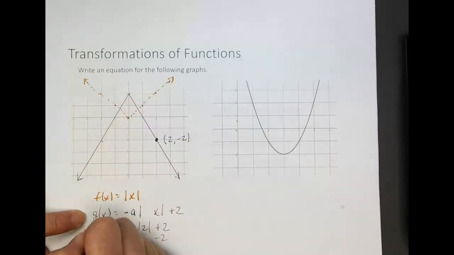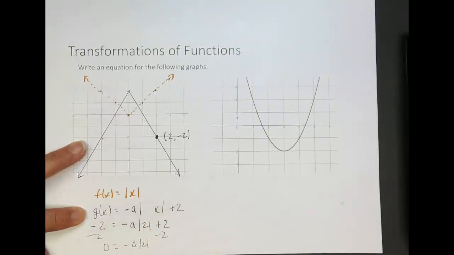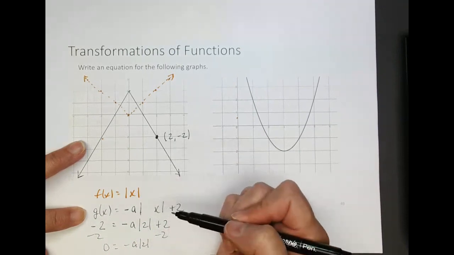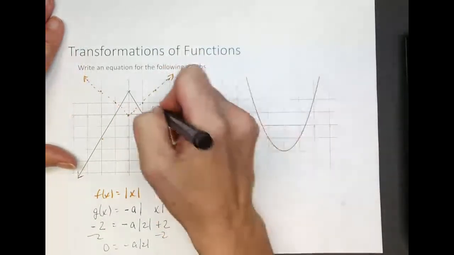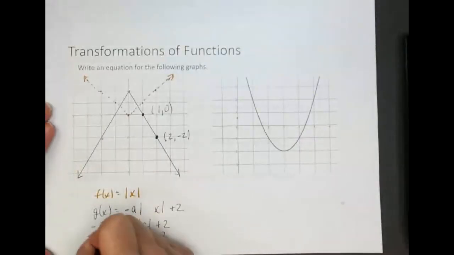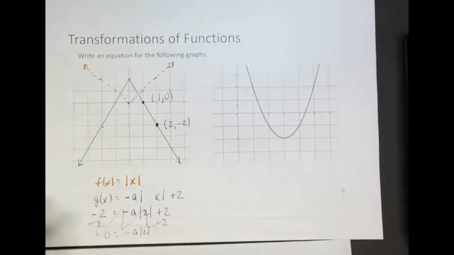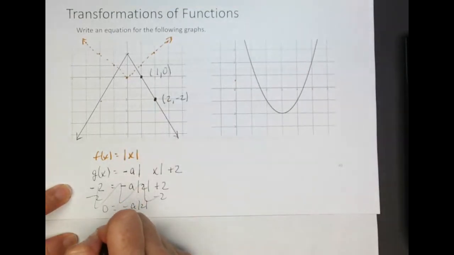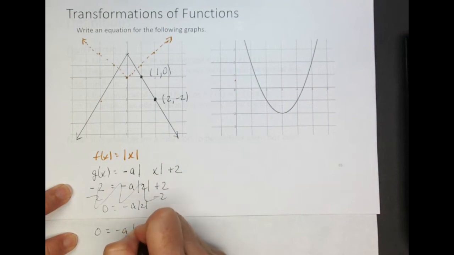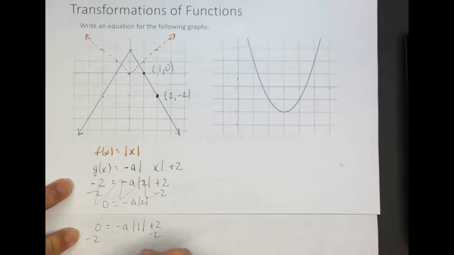Well, if we subtract 2 from both sides, what do we have here? 0 equals negative a times the absolute value of 2. Well, that's really hard to solve, so I might not have chosen the best point, did I? Let's pick a different one. How about this one? How about 1, 0? All right, so that one wasn't definitive. Let's try 1, 0. So I'll put a piece of paper down under here. Move this up a little bit. Y is 0 times negative a times the absolute value of x, 1, plus 2. All right, subtract that 2 from both sides.